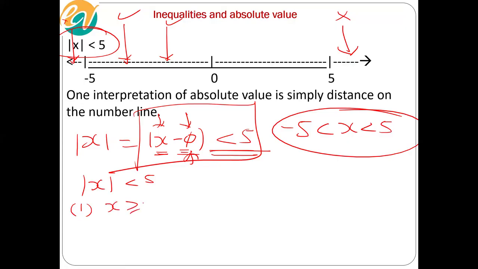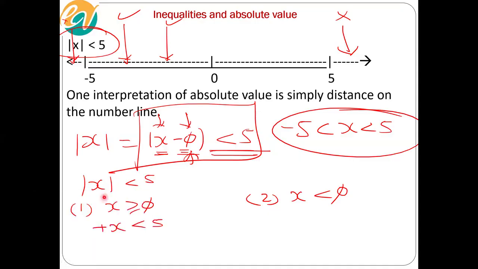One is x is greater than or equal to the inflection point. Case 2 would be when x is lesser than the inflection point. Okay, x is greater than or equal to 0. Give me a value of x. 5, or let's take 2. So for x equal to 2, is this expression positive? Yes. Since this expression is positive, what do we do? Plus x is lesser than 5.